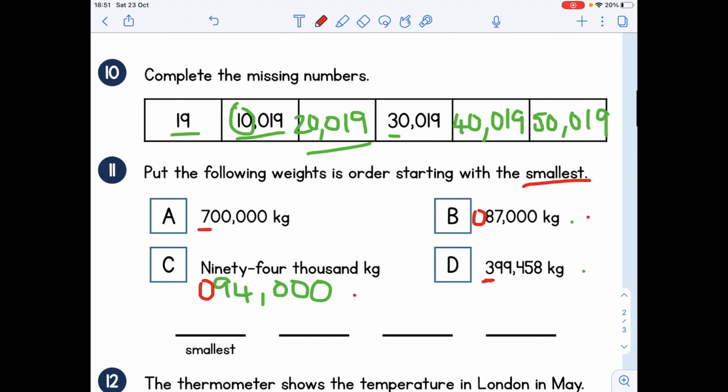So now we need to look at the 10,000s column. This has got 9 10,000s. This has got 8 10,000s. So 8 10,000s is the smallest. Then it would be the 9 10,000s. So C would be the second smallest. Now we need to decide out of 700,000 and 399,458 which one is the next smallest. So again, we look at the 100,000s. There's 3 here, and that has 700,000, so it must be the biggest.